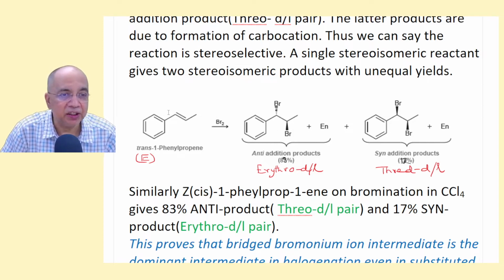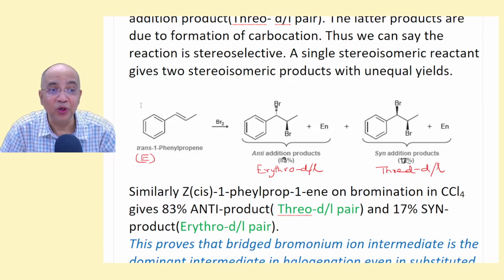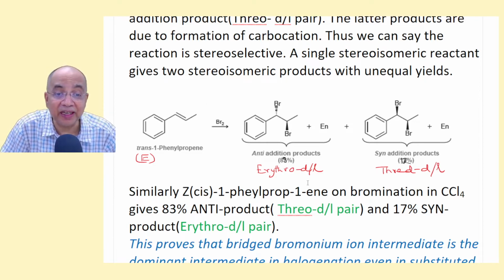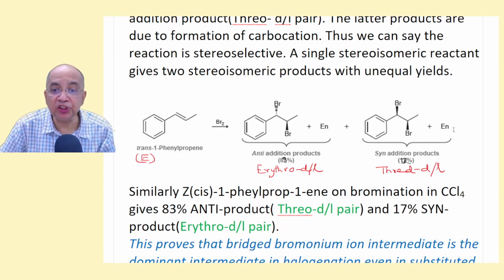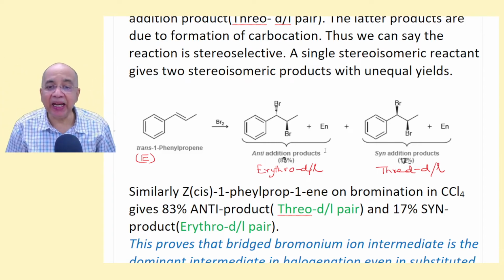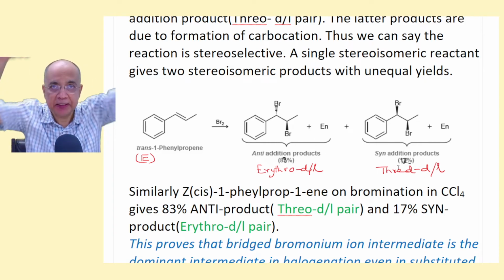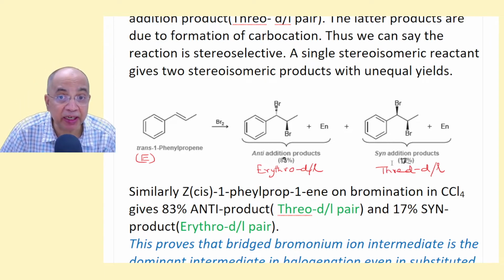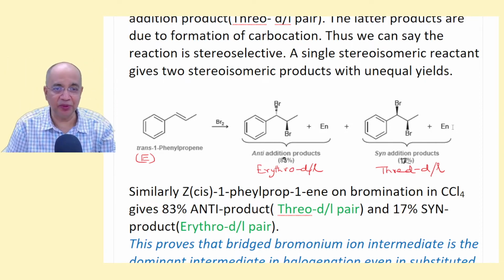then you get, due to anti-addition, trans. Had it been a symmetrical one, the trans would have given meso, but here it is unsymmetrical, so it will give the erythro DL pair. En means enantiomer. This is due to anti-addition, and this is due to syn addition. This is the opposite, the threo DL pair. 88% is anti-addition, and 12% is syn addition due to the carbocation intimate ion pair and its enantiomer. This one will give the other.